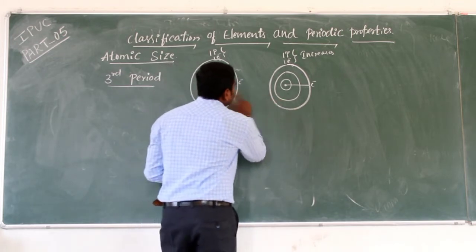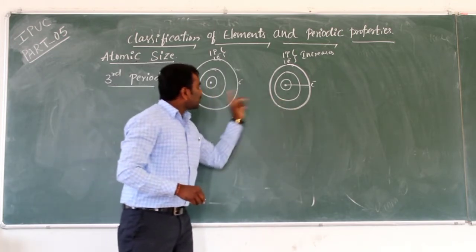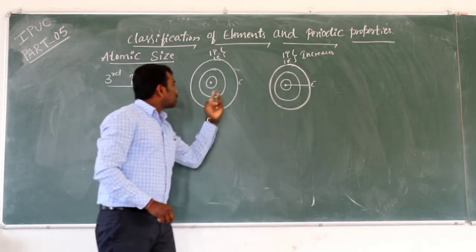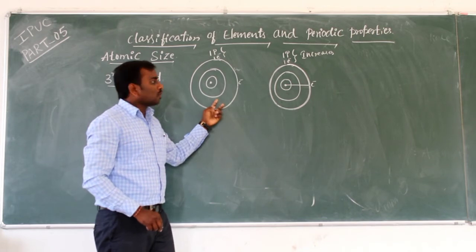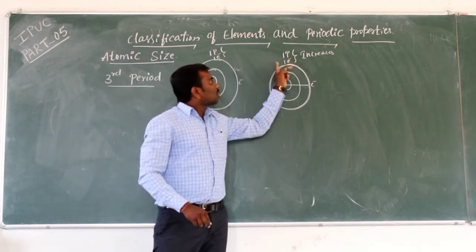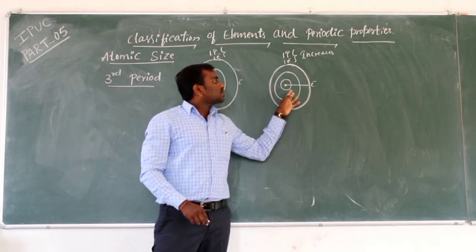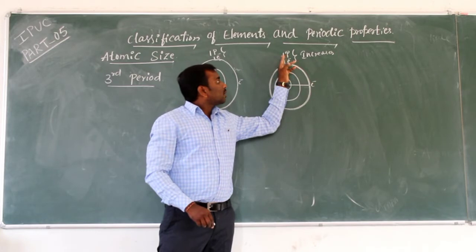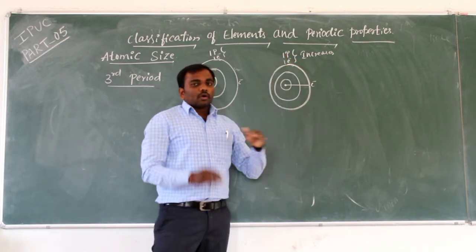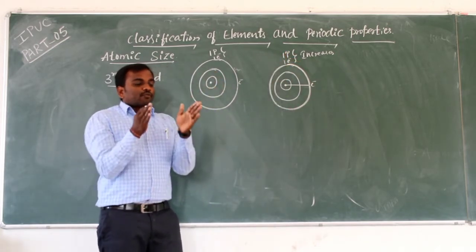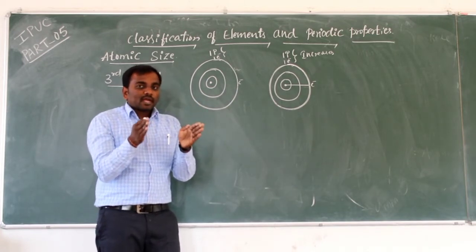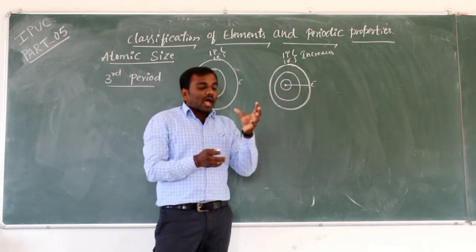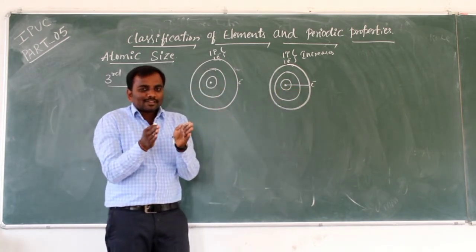See, compared to these two atoms, the force of attraction is high in this atom compared to the previous one, because here again one more proton and one more electron is present in it. Since one more proton and one more electron are present, the nuclear force of the protons increases, so the force of attraction between nucleus and electron is more, and this atomic size decreases.